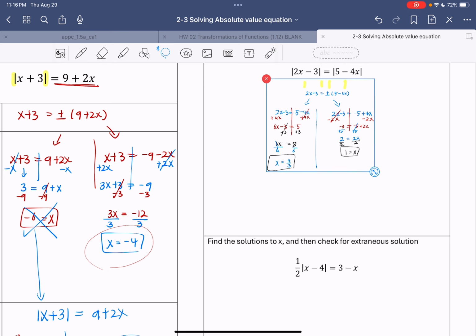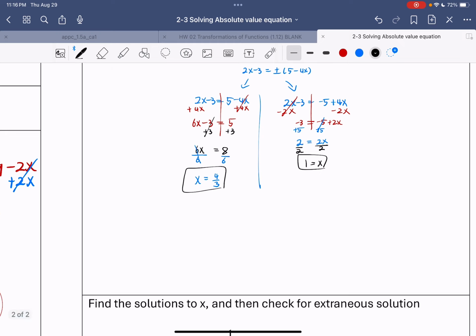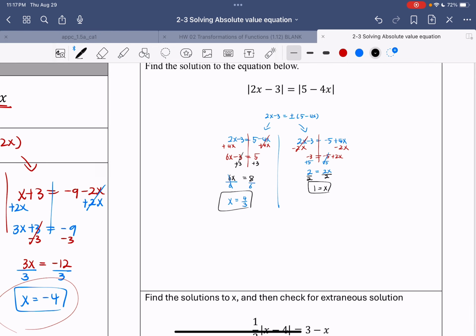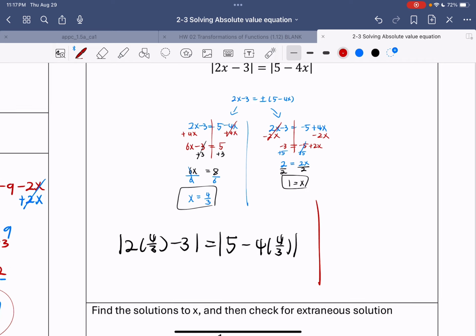Maybe here, like about this size, okay? Oops. So here, now, let me use Desmos. I'm gonna copy this one down. The absolute value of 2x minus 3, with x equal to 4/3, should equal 5 minus 4x, with x equal to 4/3, okay? And the other one is the same thing.